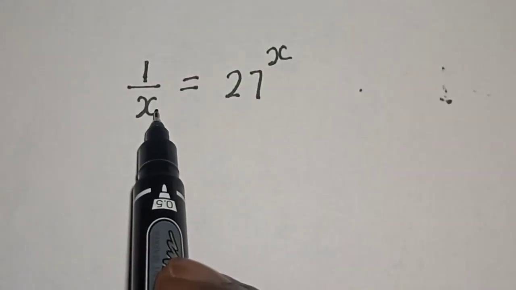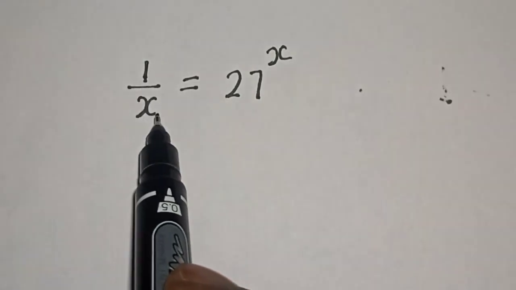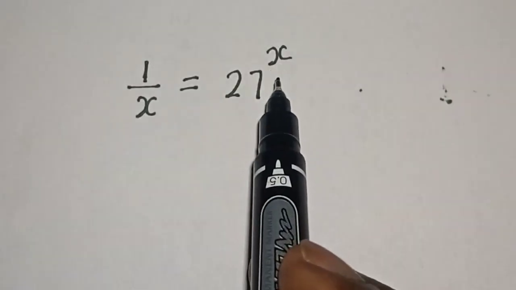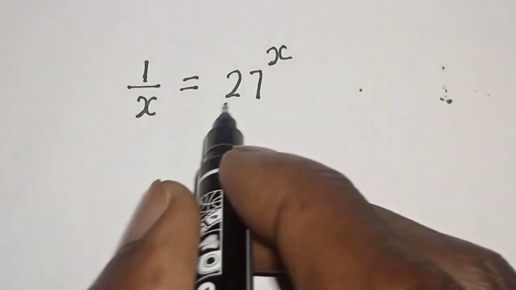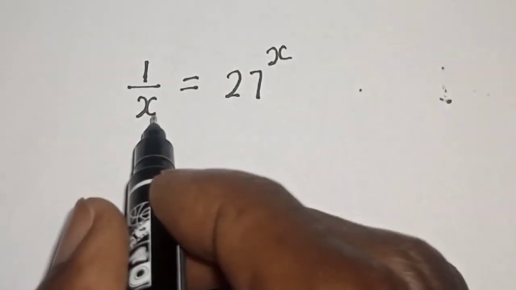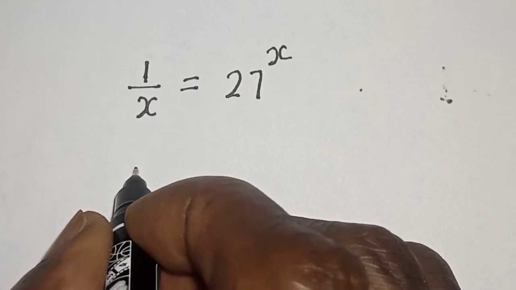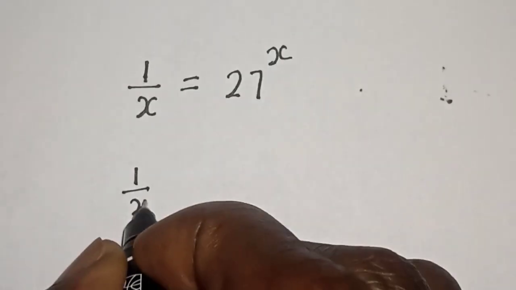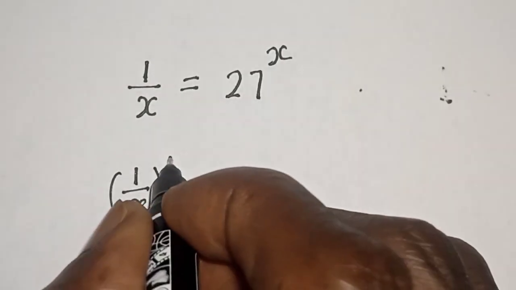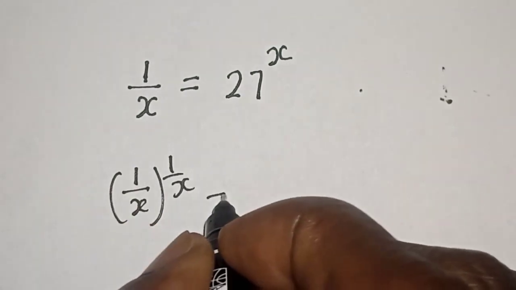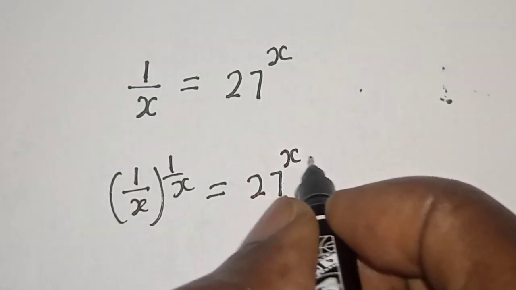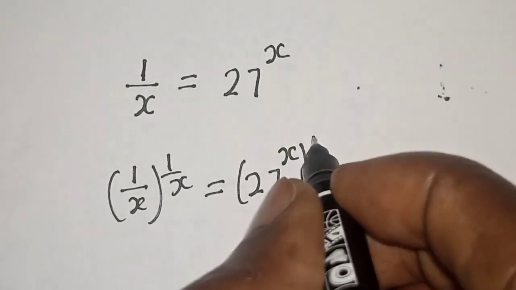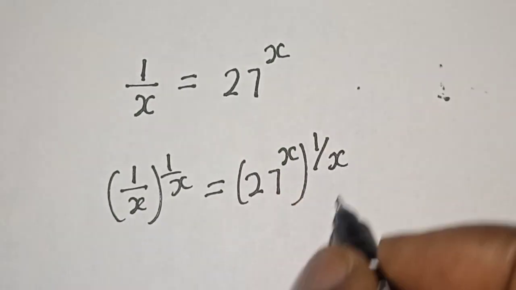We want to find the value of x from this equation: 1 over x is equal to 27 raised to power x. Let's solve. Let's multiply the exponent of both sides by 1 over x. That is, 1 over x to the power of 1 over x is equal to 27 raised to power x to the power of 1 over x.